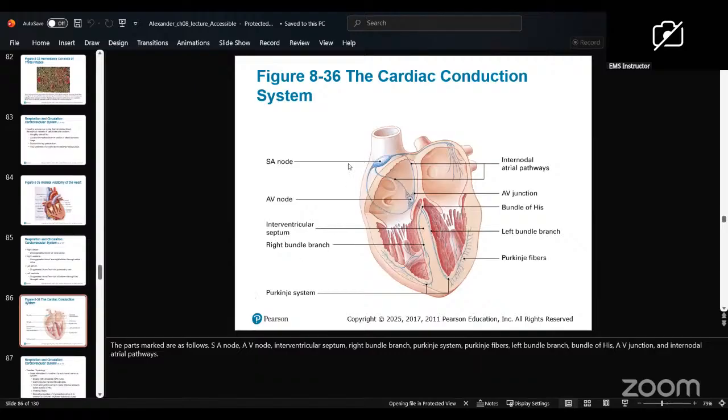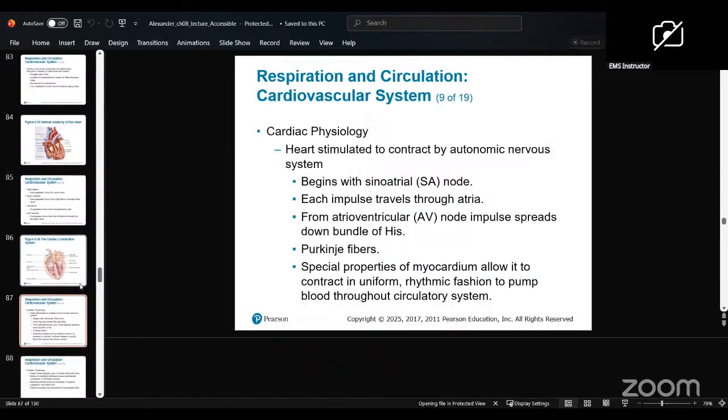You will learn the firing order of the heart, how it goes from the SA node to the AV node, and all this other fun stuff. You go SA node, your AV node, the bundle of His, the left and right bundle branches, down into the Purkinje fibers, and we really get into all of that even more.